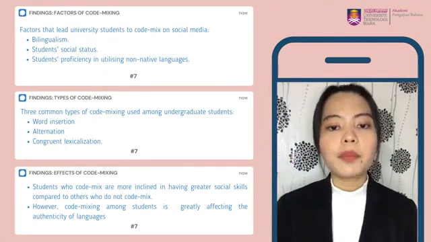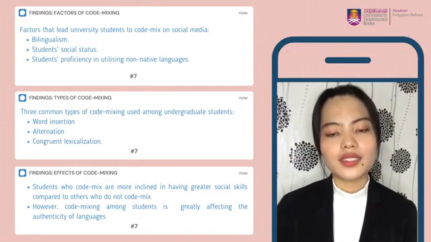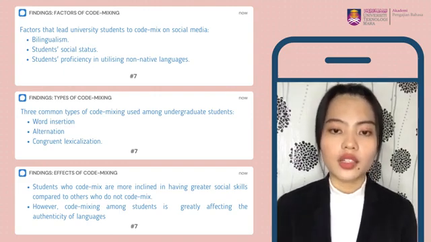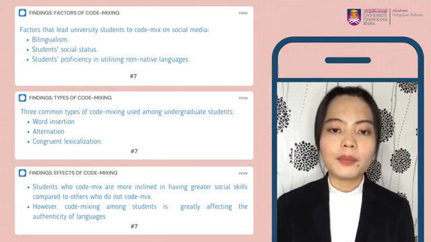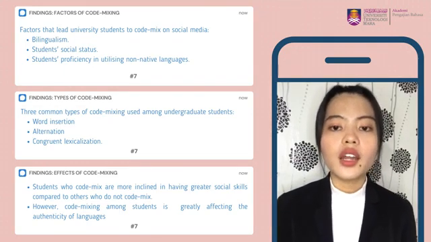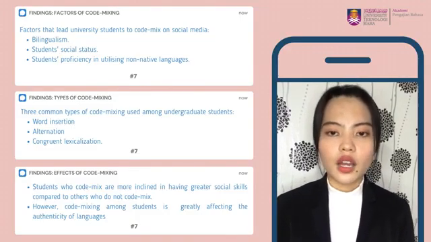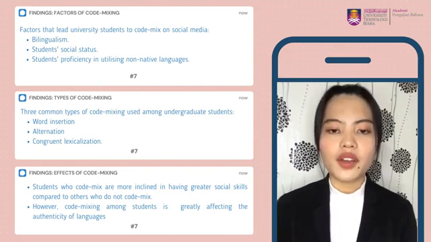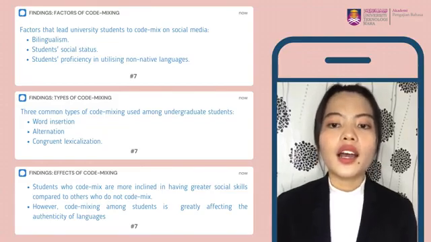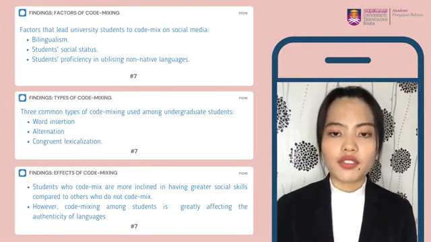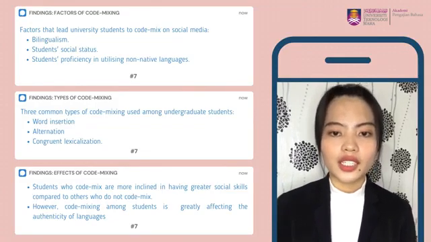The positive and negative effects of code mixing towards students' linguistic performance are discovered in this research as well, which are that students who code mix are more inclined to have greater social skills compared to others who do not code mix. However, code mixing among students is greatly affecting the authenticity of languages. Overall, research findings found that students showed positive perceptions on the use of code mixing while communicating or interacting with their friends and family members. This proves that code mixing is known as a common strategy for communication in social media.